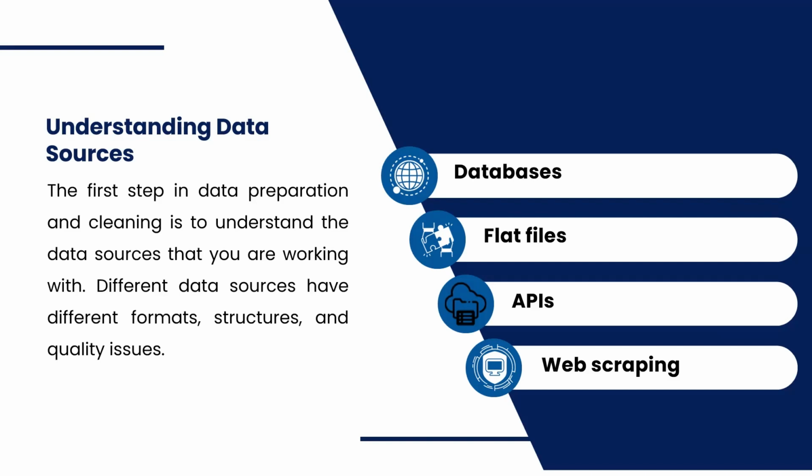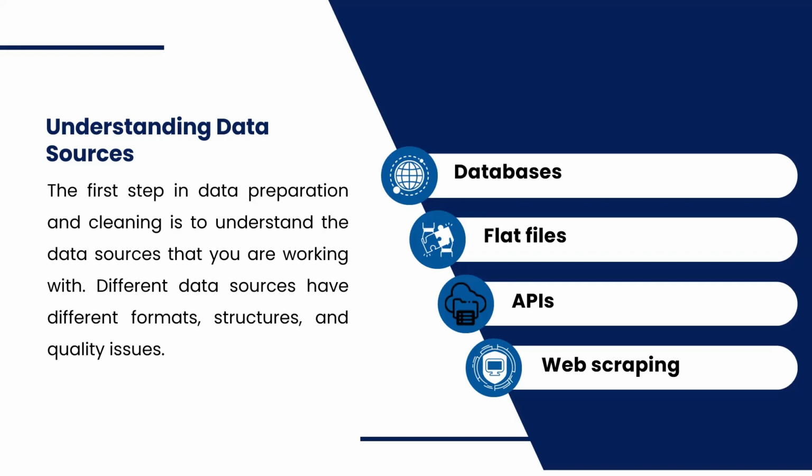Databases are structured repositories of data that are organized in tables. Databases contain a variety of data types, including numbers, text, and dates. Then we have the flat files. Flat files are simple text files that contain data in structured format. Examples of flat files are the CSV and JSON files. Flat files are often used to store and exchange data between different file types.